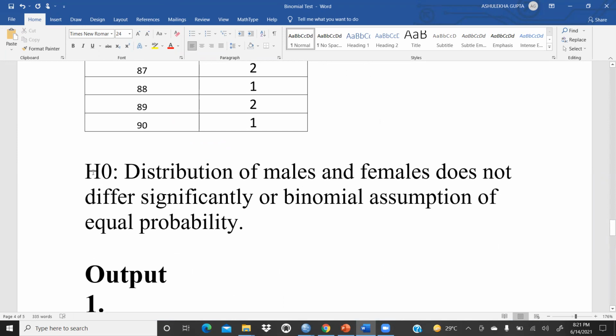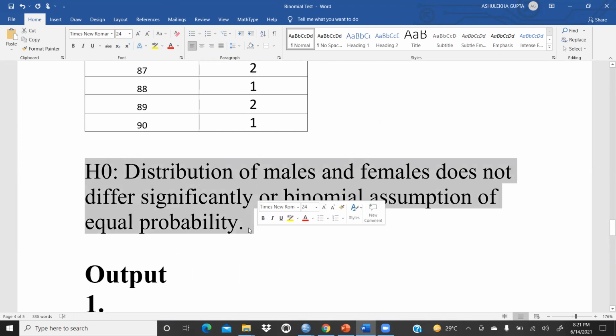What does our null hypothesis say? This is the null hypothesis. You could see here, distribution of males and females does not differ significantly or binomial assumptions of equal probability. That means there is no difference, both are the same.